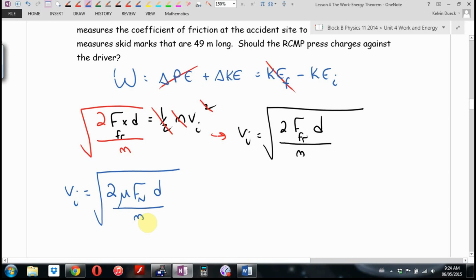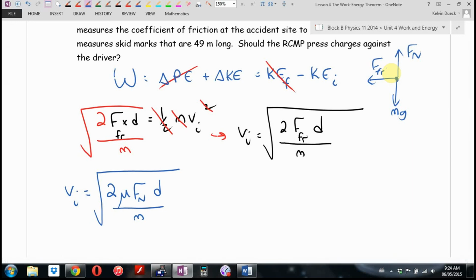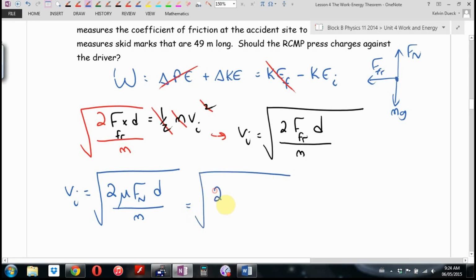If we do a little free body diagram, we have gravity down, normal force up, friction. There is no forwards force. How do I know friction? Because the car was being brought to a stop, so it was decelerating. So there should be an unbalanced force that way. But I don't know the normal force. Oh, but look, I know the force the same size as the normal force. Which one? Okay, so you can write this down, but then watch what's going to happen in the next line. It's going to be 2 mu mg times d all over m.